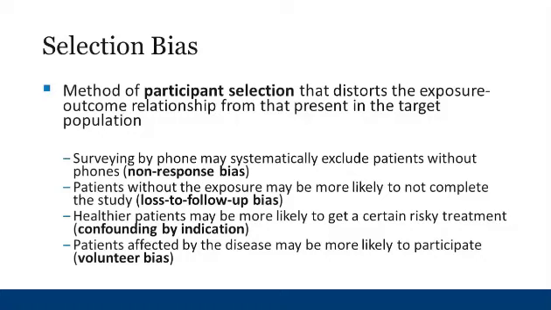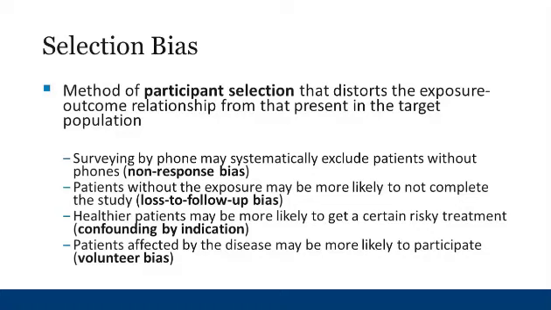When would that happen? Well, you can have a non-response bias. That's when surveying by phone may systematically exclude patients without phones. Or you could end up with the cohort study lost follow-up bias, like we talked about. Patients without the exposure may actually be more likely not to complete the study.